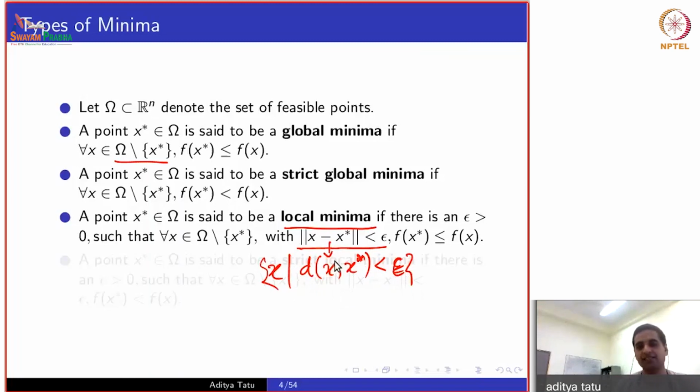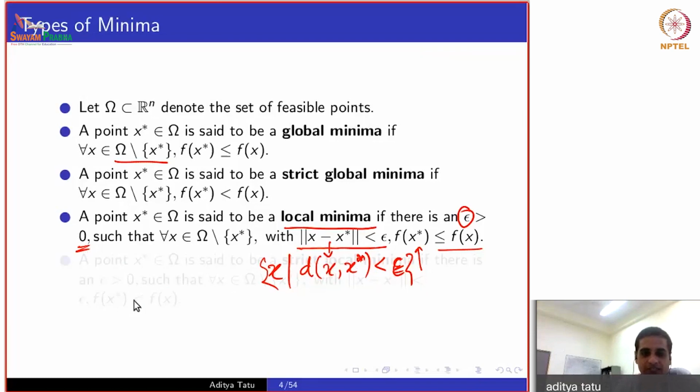So what I'm saying here is there is a small neighborhood around this point x star, in which all other points have the value of the function greater than or equal to the value of the function at x star. Does that make sense? What this epsilon could be, there is no restriction, apart from it should be a strictly positive number. It cannot be zero, because then this set would contain only the point x star. So this is what is called a local minima. Why? Because locally in that neighborhood, that point has the least function value.